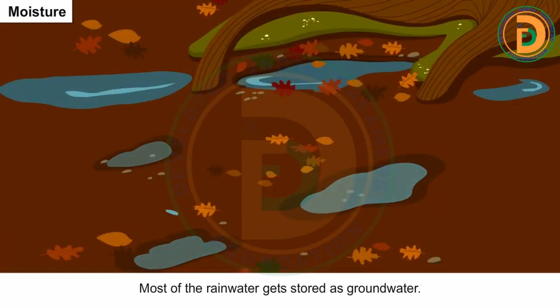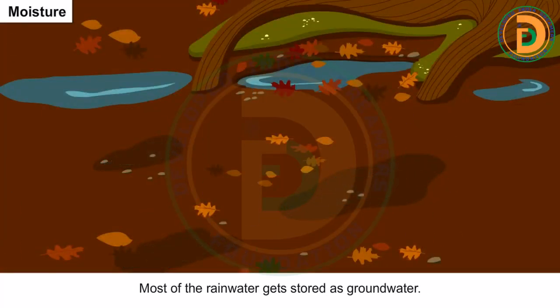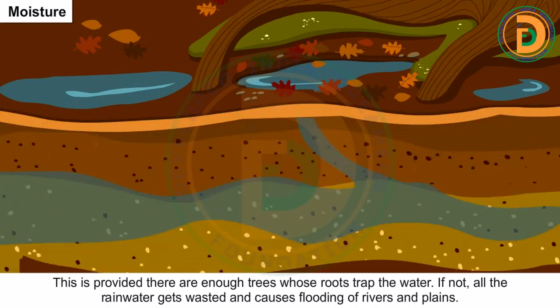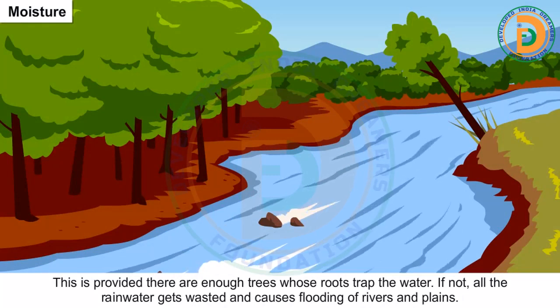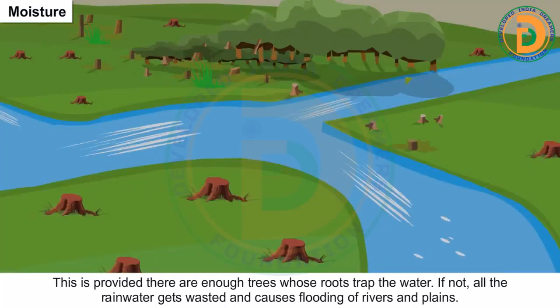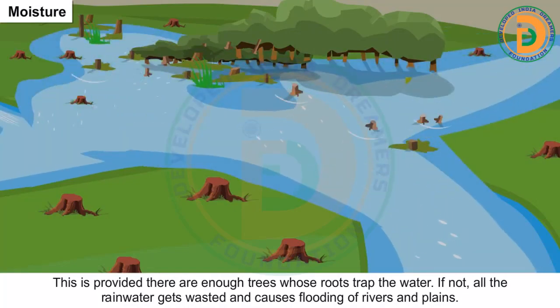Most of the rainwater gets stored as groundwater. This is provided there are enough trees whose roots trap the water. If not, all the rainwater gets wasted and causes flooding of rivers and plains.